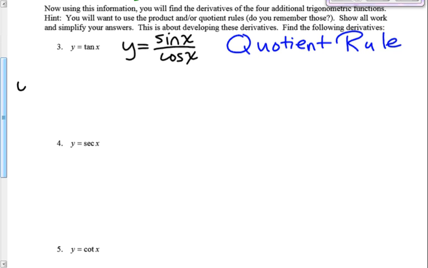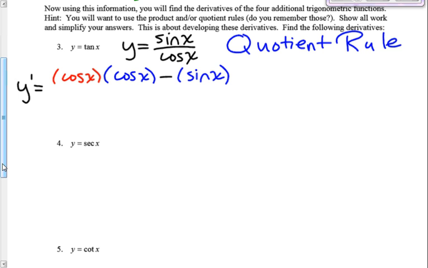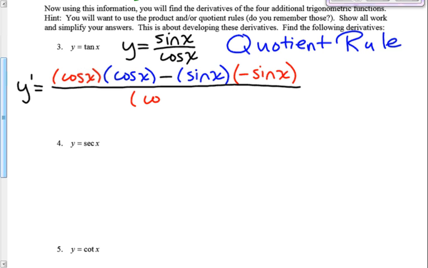So let's go ahead and do our derivative. I'm going to take the bottom, which is cosine of x, times the derivative of the top. The derivative of sine of x is cosine of x, minus the top times the derivative of the bottom. And the derivative of cosine is negative sine of x. And that is all over the bottom squared, which is cosine of x squared. So that's just by using my quotient rule. This is what I end up with.